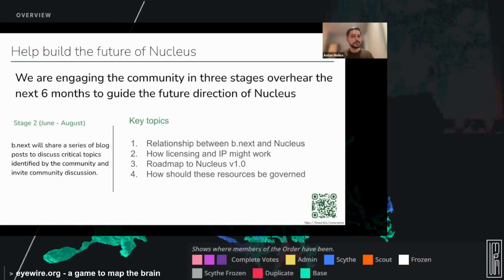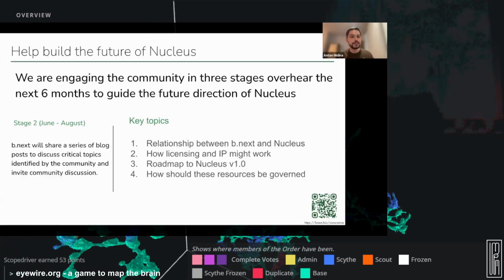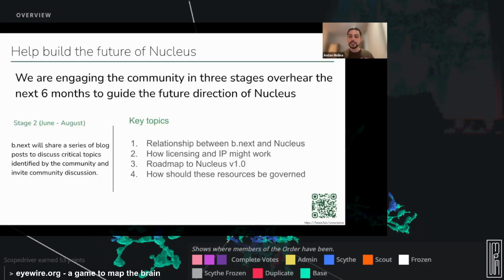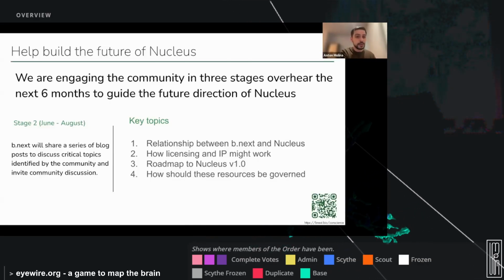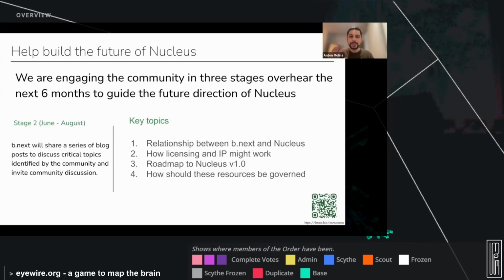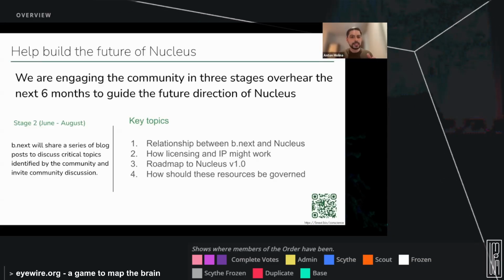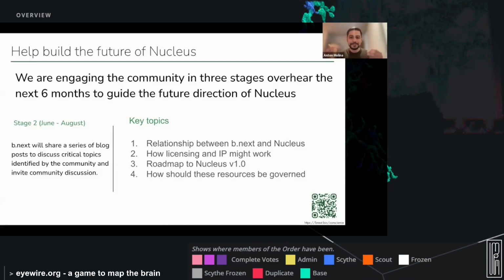For the next month or two, we're going to put out some writing that describes some of the questions we've gotten a lot about Nucleus. Like I alluded to earlier in the talk, what is the relationship between BNX and Nucleus? At our last Build a Cell seminar in June, there were a lot of questions around how IP works. What are the details and things to consider there? We have some thoughts, though they're not well articulated, so we want to share them and invite discussion.